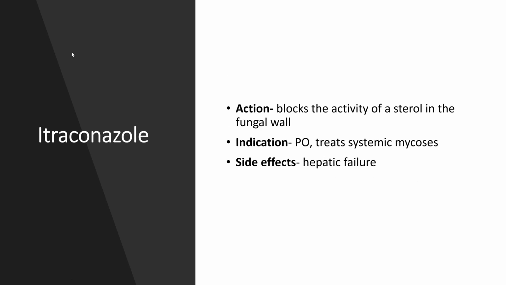Okay, so we have itraconazole. This works by blocking the activity of sterol in the fungal wall. It's going to be given by mouth to treat systemic mycosis, or systemic fungal infections. Side effect wise, you could see hepatic failure. So you're going to be monitoring that CMP, watching for it.